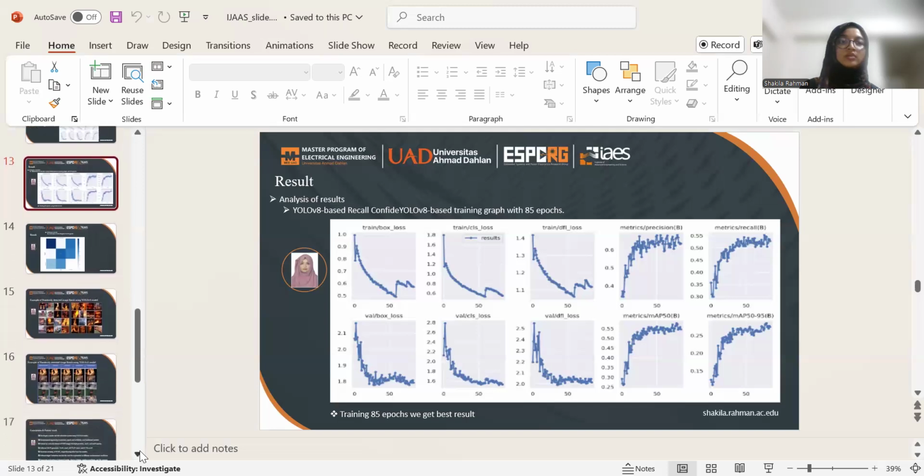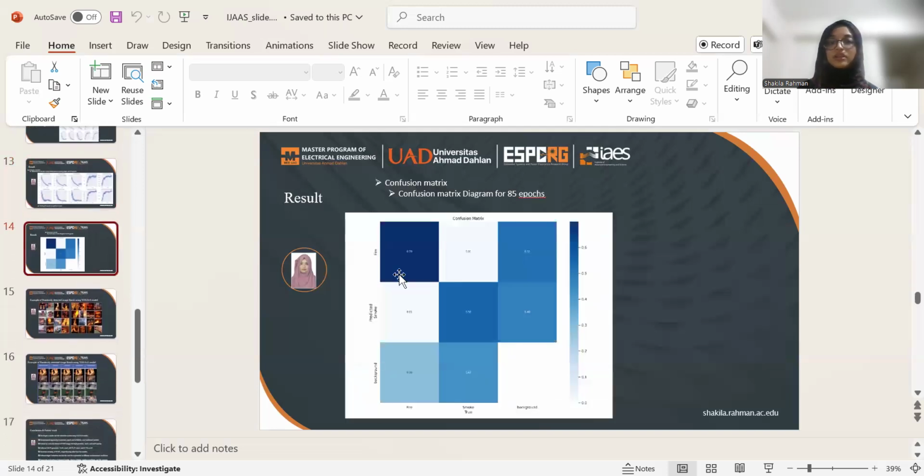Now moving to the confusion matrix. This is the confusion matrix diagram for the 85 epochs. Here we can see that for fire, the detection accuracy is highest, which is 70%, and for smoke it is 56%, and these are some background values. So in our case, fire is detected more accurately in the tested data set.